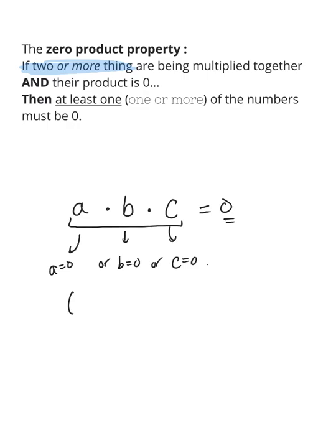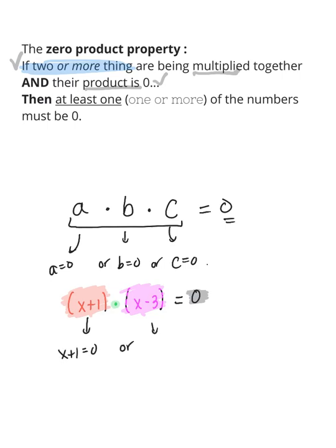Just like another quick example, if I was going to multiply x plus 1 times x minus 3, and their product was 0. What I'm saying here is I have this first thing, x plus 1, being multiplied by something else called x minus 3, and their product is 0. So we've met our requirements. We have 2 or more things being multiplied, and their product is 0. So then what we know is 1 or more of those numbers has to be 0. This first number, x plus 1, could be 0. Or maybe this other number, x minus 3, was equal to 0. One of these must be true. And that's how we use the 0 product property. So let's use the 0 product property to solve these equations.